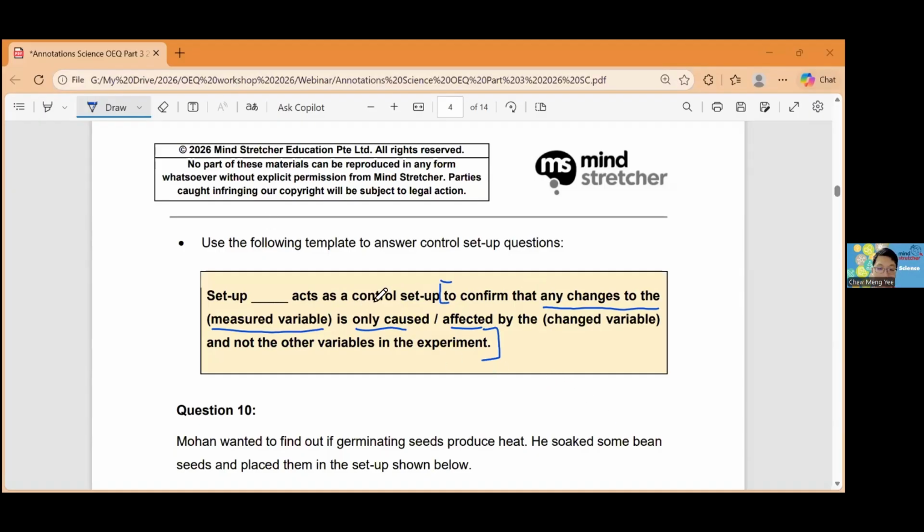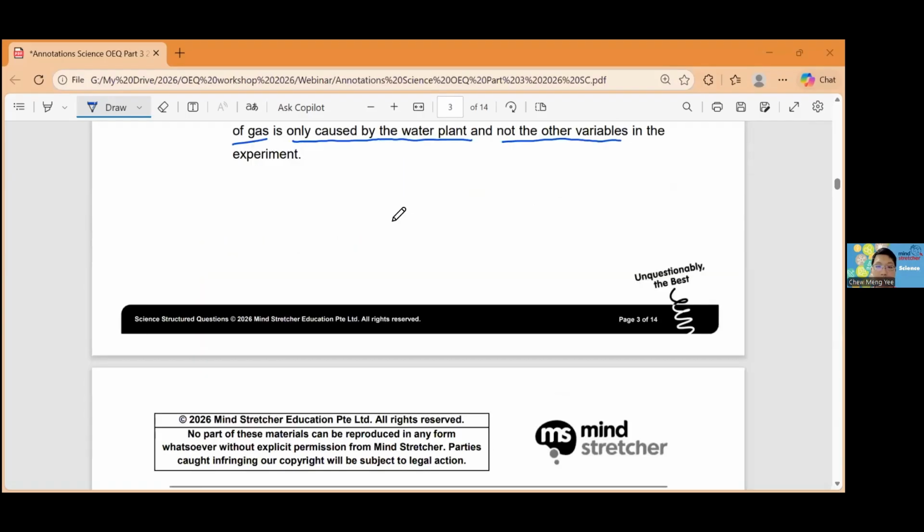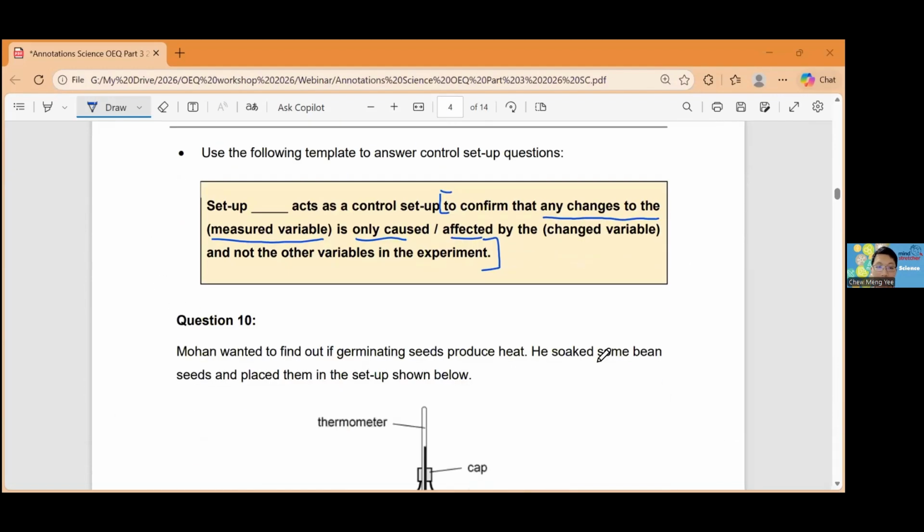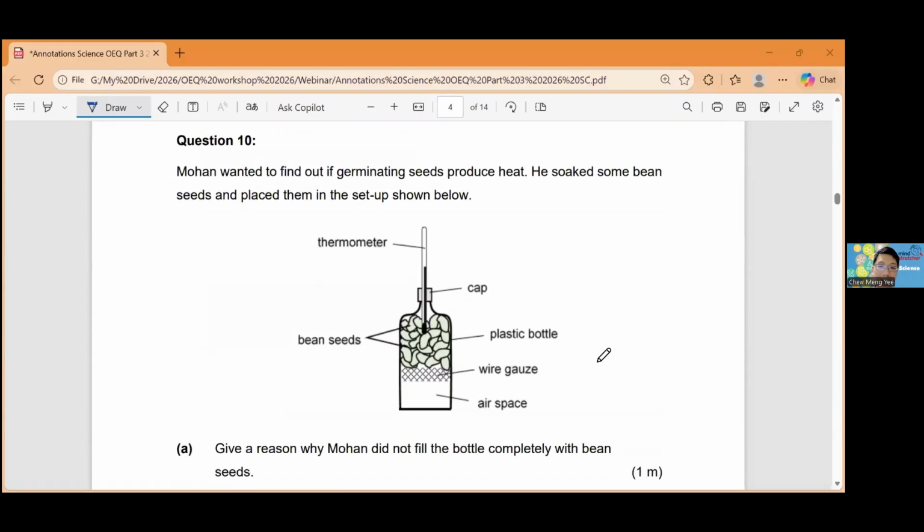Definitely there's a comparison. That's why we have two setups, right? I compare their results. One has a gas produced, one does not have a gas produced. So I compare the results, then I confirm that the gas produced must be due to the water plants and not other variables. So definitely there's some comparison involved. Okay, let's move on. Let's try this question.